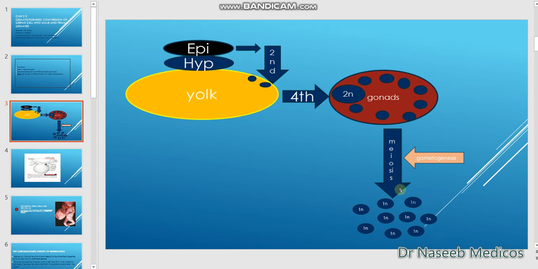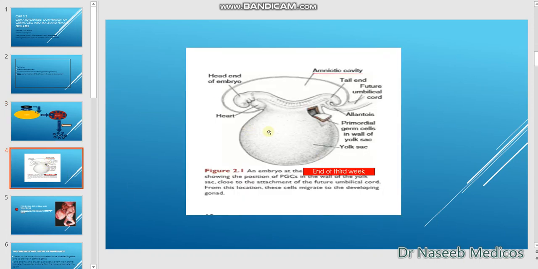This process takes place by meiosis. Meiosis is such a type of division which results in daughter cells containing a single copy of each gene, or haploid number. Here you can see a picture of an embryo at the end of the 3rd week. This is the amniotic cavity or sac. This is the yolk sac, and the wall of the yolk sac contains the primordial germ cells.